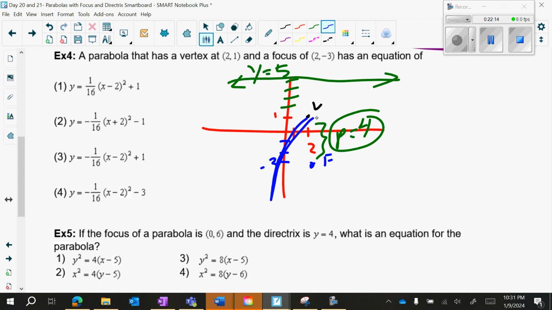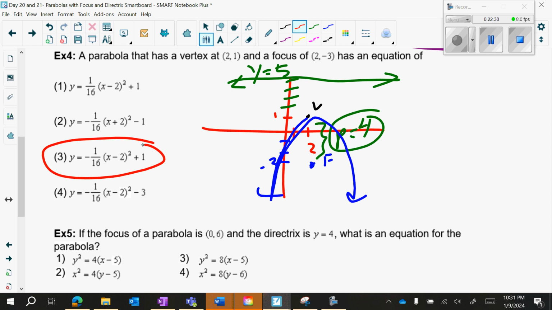Now make your parabola go down like this. I'm hoping you drew this picture. Now, if you didn't already, stop the video here and pick a choice. Okay, so did you pick choice 3? If you did, you're right. And let's talk about it a little more.